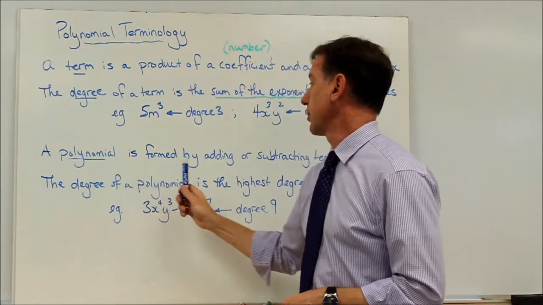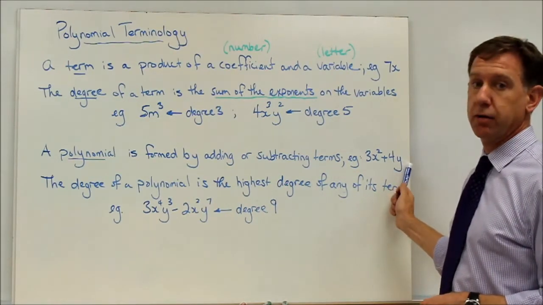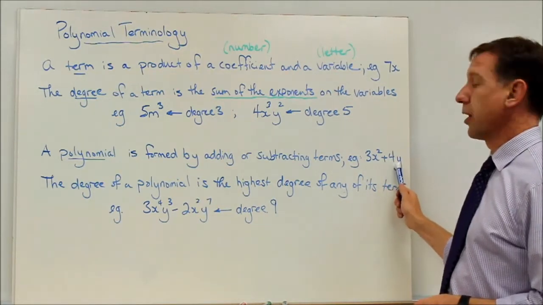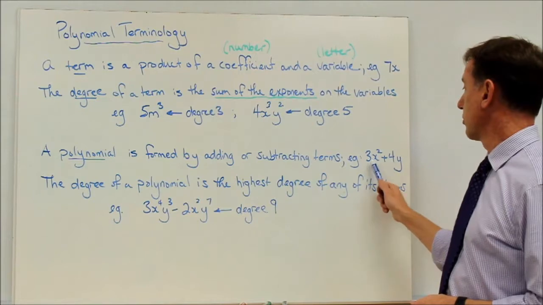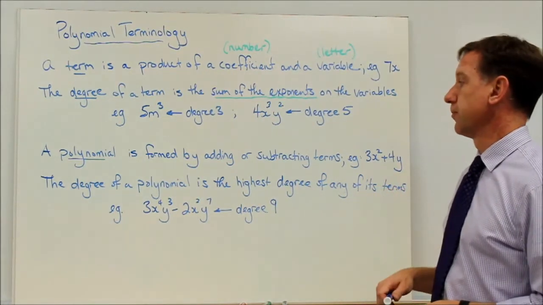A polynomial is formed by adding or subtracting terms. So I've got 3x squared plus 4y here, just as an example. You can see we've got a single term separated by a plus sign from another term. So these two terms put together with a plus sign or minus sign will give you a polynomial.